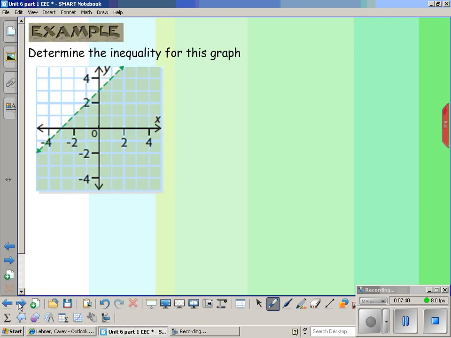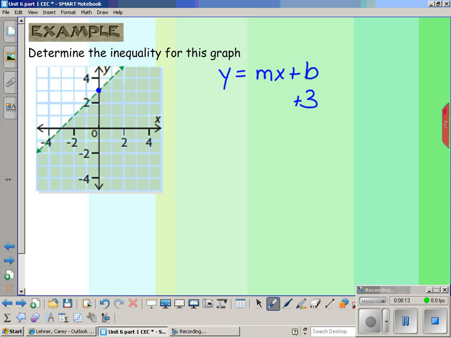We want to determine the inequality for this graph. This is going to require you going back in mind to Math 10. All right, we can write the equation of a line using slope-intercept form. So if we think back to simple equations, y equals mx plus b. M represents the slope, b represents the y-intercept. The y-intercept happens to be 3.